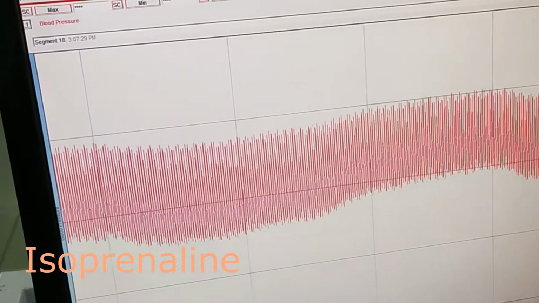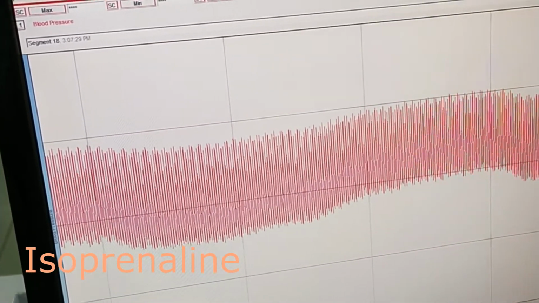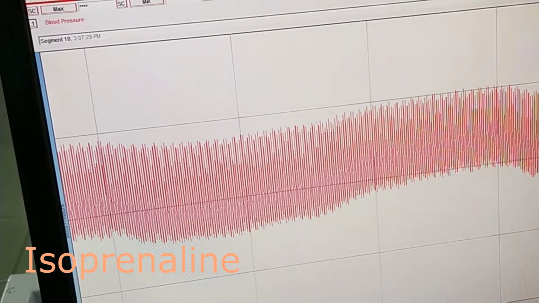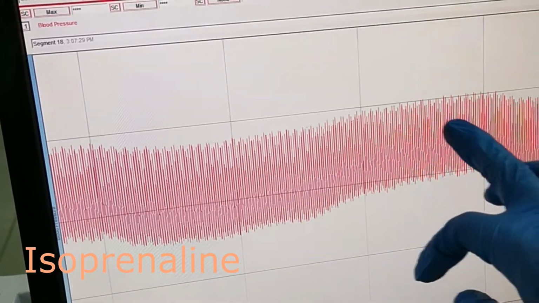As you can see from the monitor here, after the injection of isoprenaline, 0.1 microgram per kg of isoprenaline, you can see that the blood pressure is slightly increased compared to the normal.